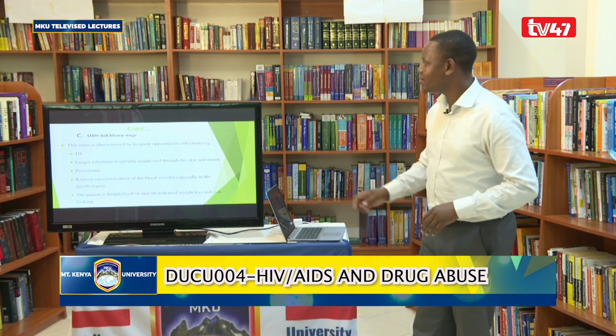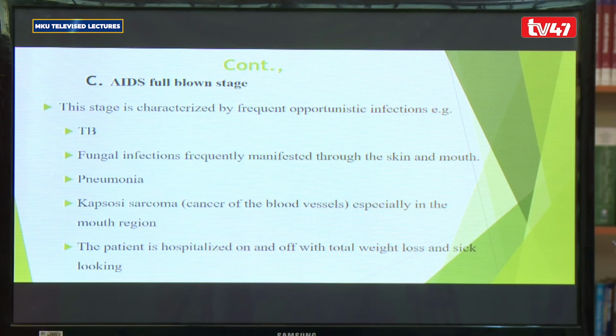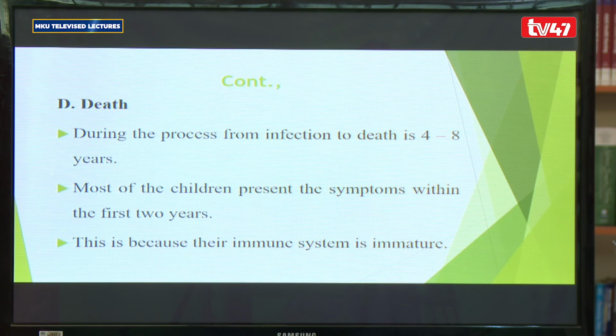Let's look also at the AIDS full-blown stage. This stage is characterized by frequent opportunistic infections like TB and fungal infections. We have pneumonia, and certain cancers like Kaposi sarcoma. The patient is hospitalized on and off, with weight loss and a sick look. And the last stage, the fourth stage, is death. The process from infection to death is 4 to 8 years.